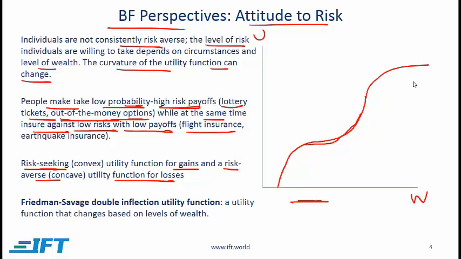The utility function that I showed over here is called the Friedman-Savage double inflection utility function. This is a utility function that changes based on levels of wealth. And here we have two inflection points. One inflection point is over here. And at high levels of wealth, we are going from risk-seeking to risk-averse. So this is another inflection point.